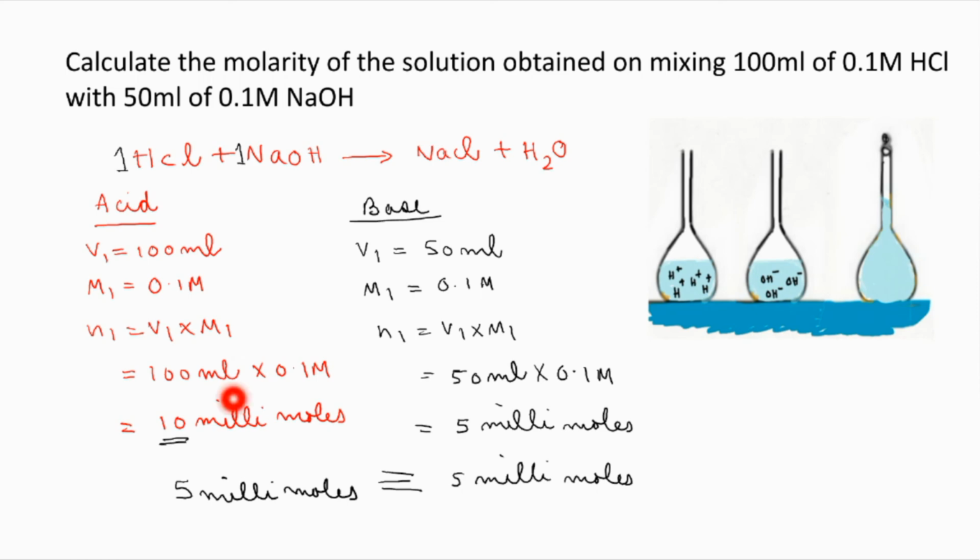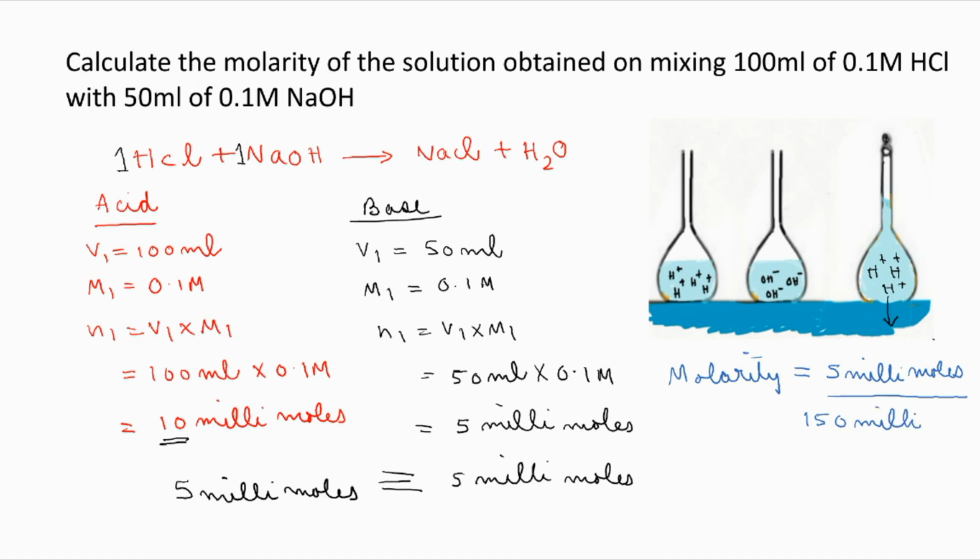Out of this 10 millimoles, 5 millimoles will be neutralized by the base. So, the resulting solution will be acidic in nature. It will be containing 5 millimoles of the acid. Now, they are telling you to calculate the molarity of this resulting solution. Write it. Molarity of the resulting solution will be equal to 5 millimoles divided by the total volume of the solution after mixing, 100 ml plus 50 ml. So, that will be equal to 150 milliliter.